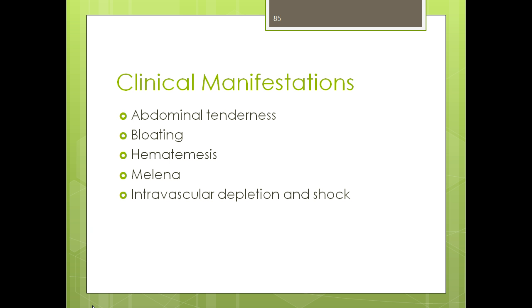Usually, when a person has acute gastritis, a lot of times it is associated with H. pylori, or it's associated with E. coli or salmonella or something like that.